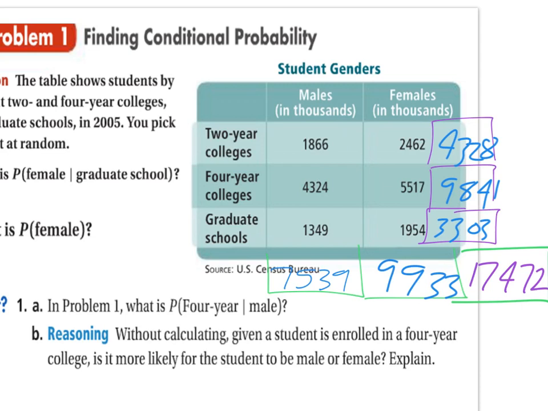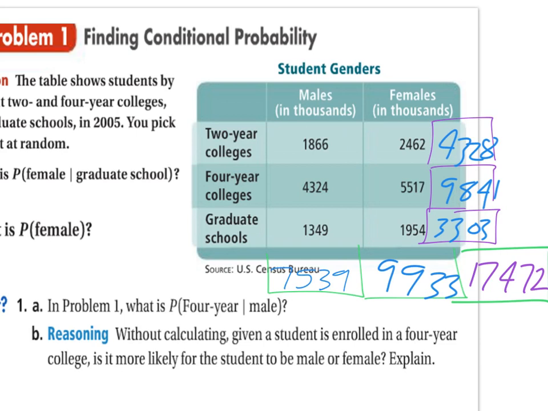Total number of females, 9,993. Number of students in 2-year colleges, 4,328. 4-year colleges, 9,841. Graduate schools, 3,303. And grand total, 17,472. And again, that's thousands, so really 17,472,000 for a grand total.